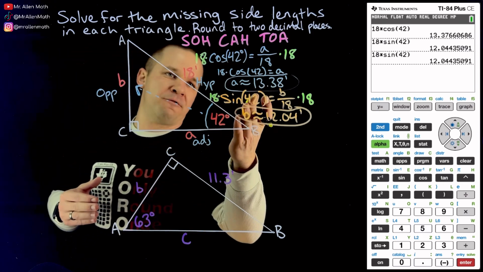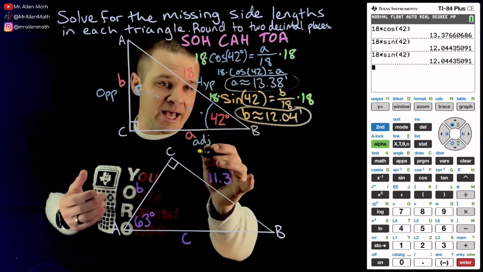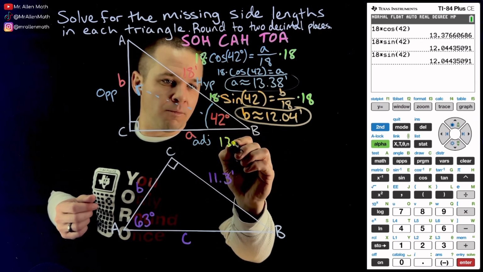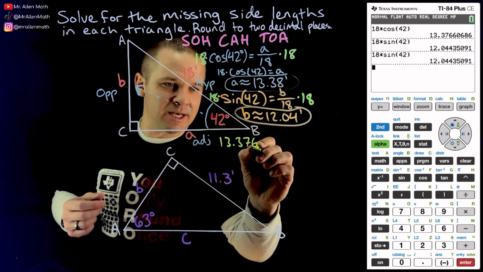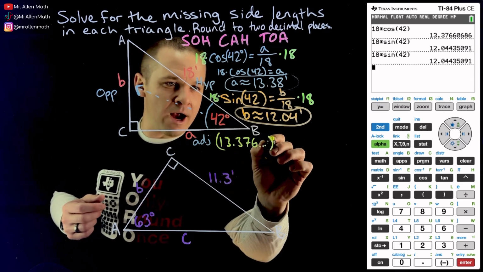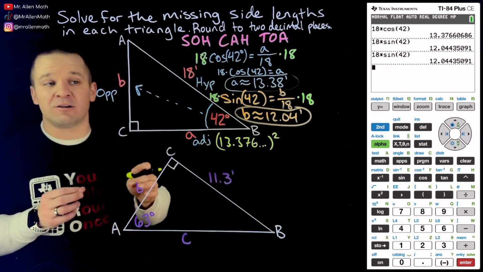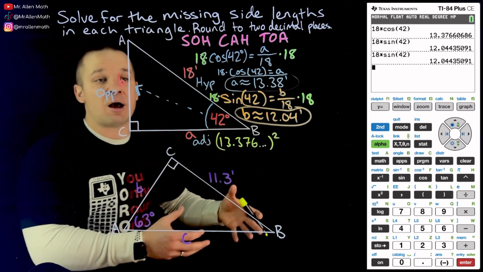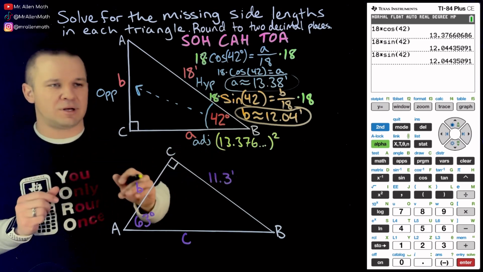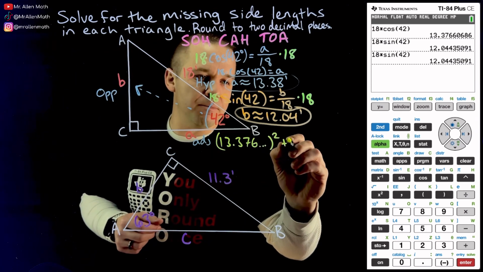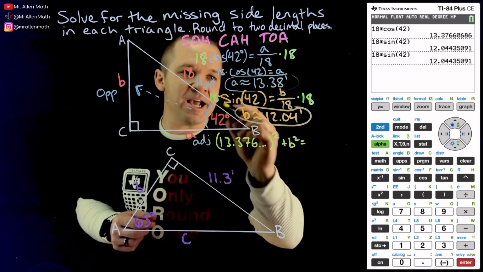So the first one I solved for was A, and that is one of my legs, right? So it's going to be 13 point, and it was 376 squared. That's how I like to write it. So I'm like, hey, that's a value I have in my calculator right now. Make sure I use that one. Use the one that's in the calculator that has all those decimals. That's the move. All right. Plus B squared equals 18 squared.